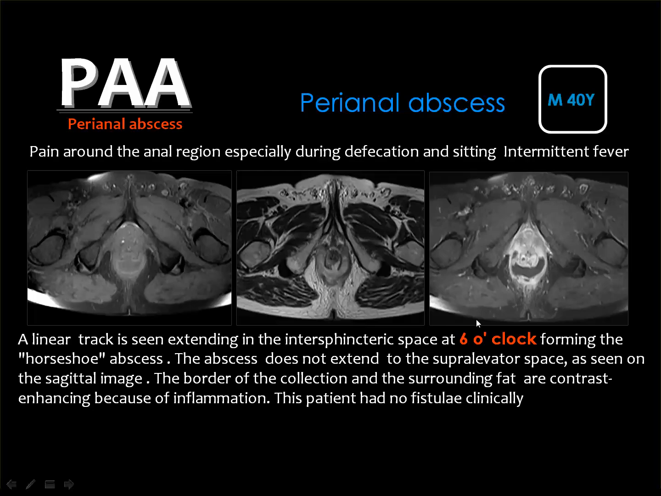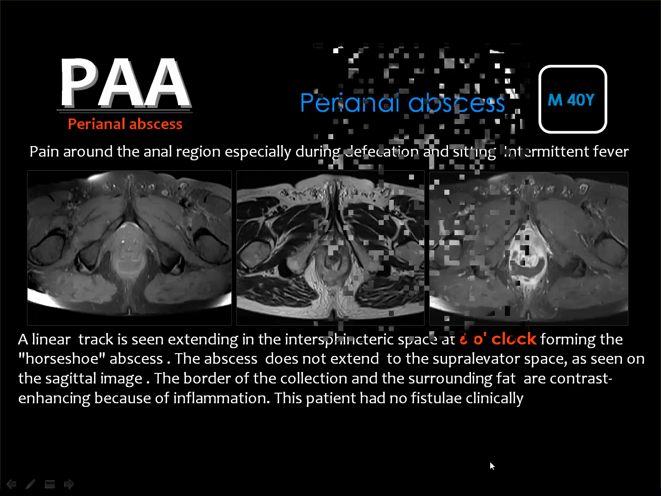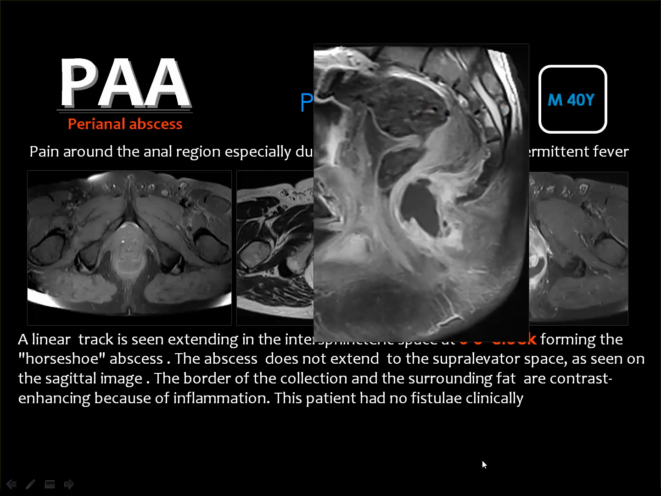And if you inject contrast material, you see the enhancement of the wall as well as the extensive inflammatory changes. This is the sagittal view, which is very good to judge the extent of the fistula in relation to the levator ani. And here you see this is the levator ani muscle, and the abscess is totally inferior to it, meaning that there is no translevator extension.